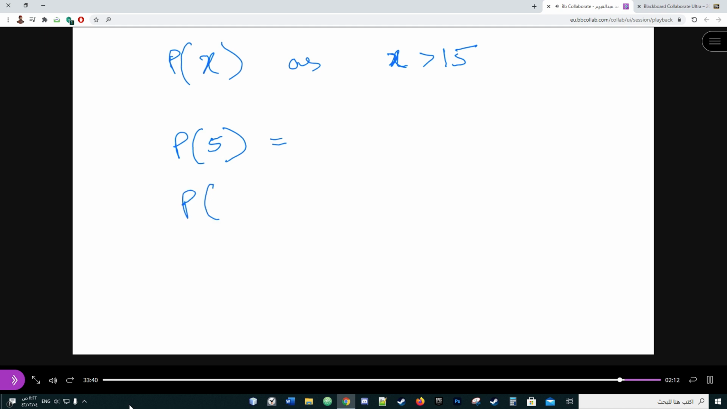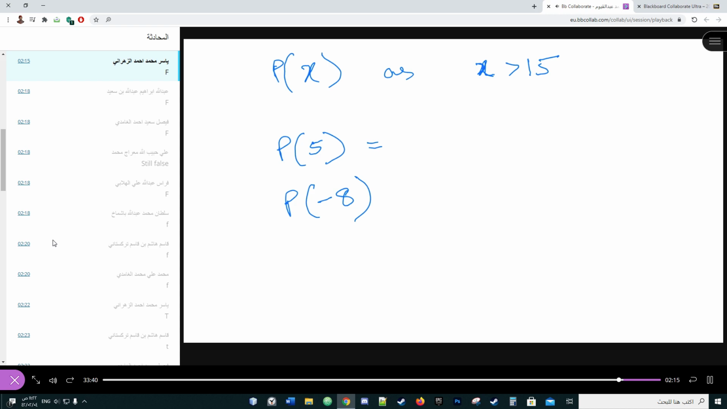Let's say I denote P of x as x greater than 15. What is P of 5? Is this true or false? It's false. What about P of minus 8? Also false. What about P of 20? True. Very good. So I didn't teach you anything yet.